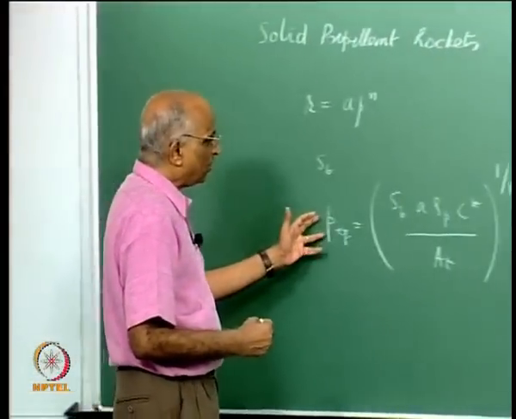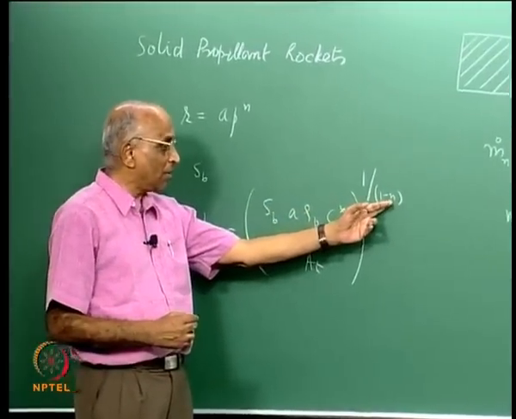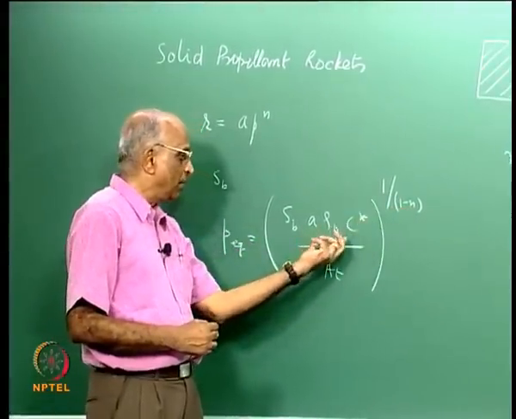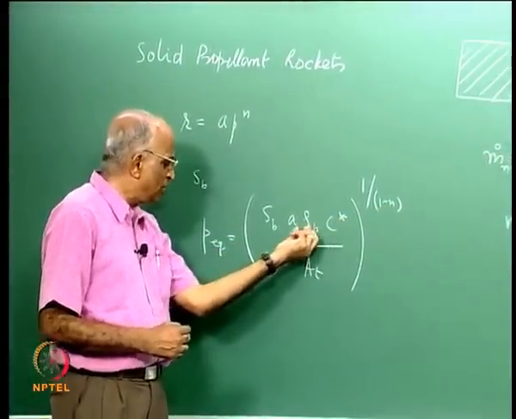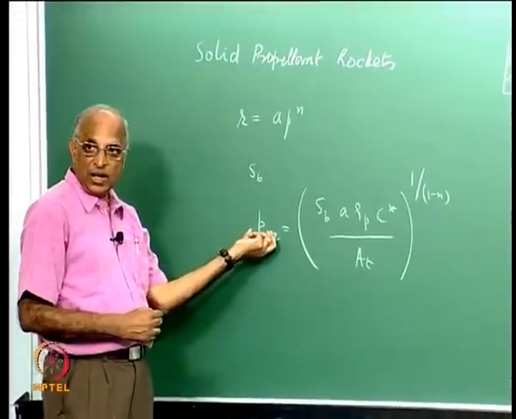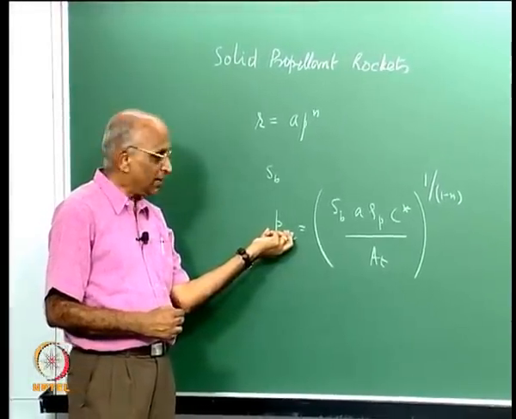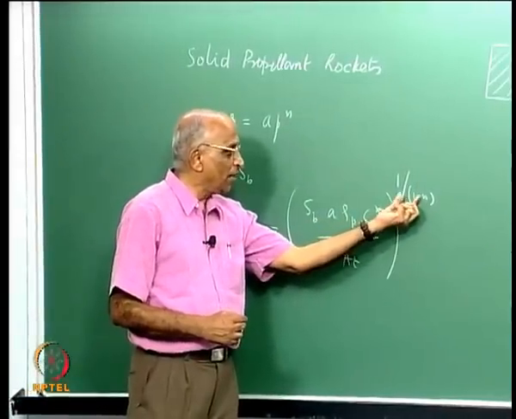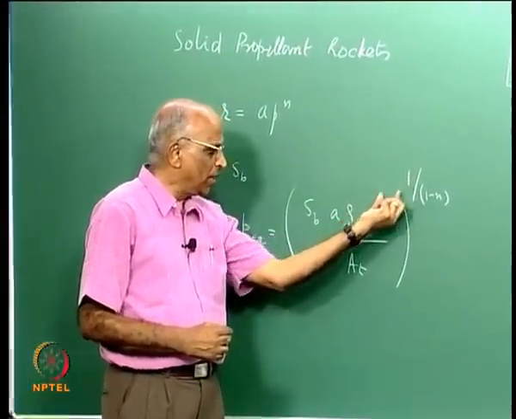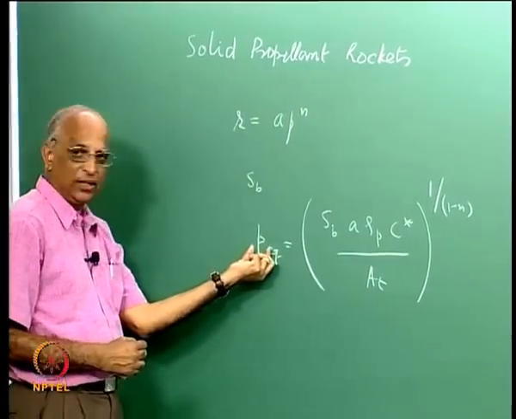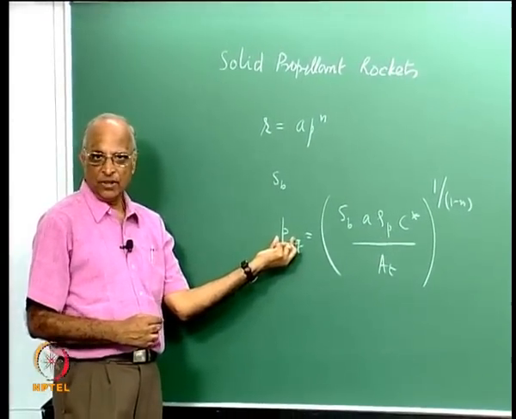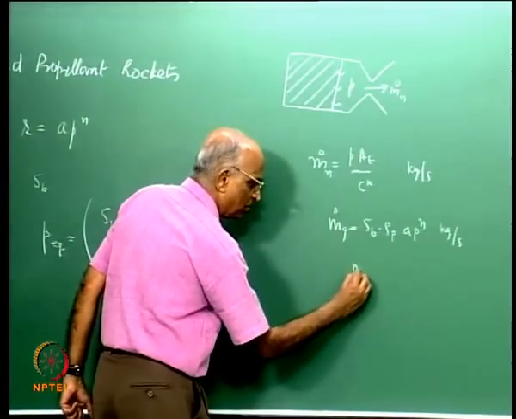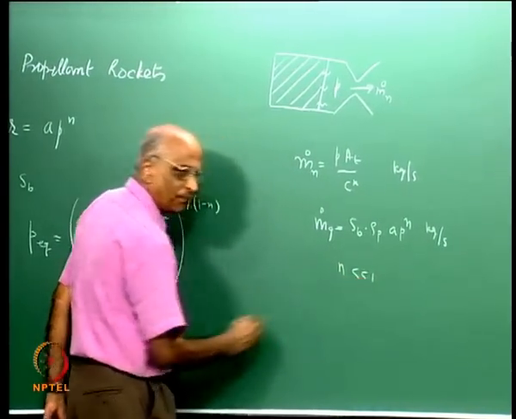We looked at it from the point of view of n, and told ourselves that n cannot be anywhere near 1, because then for any small change here, there is a large magnification here. If n is near 1, I get a very large exponent here, and a small change can magnify into a large change in pressure. Therefore, from stability considerations, n must be very much less than 1.